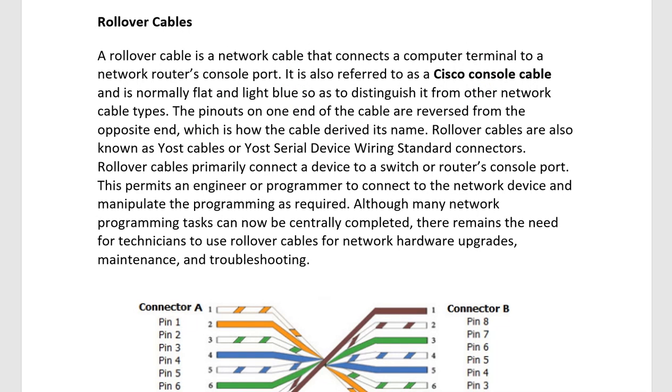Now, rollover cable. A rollover cable is a network cable that connects a computer terminal to a network router's console port. It is also referred to as a Cisco console cable, and is normally flat and light blue, so as to distinguish it from other network cable types. The pinouts on one end of the cable are reversed from the opposite end, which is how the cable derived its name, rollover cable. Rollover cables are also known as YOST cables or YOST serial device wiring standard connectors.